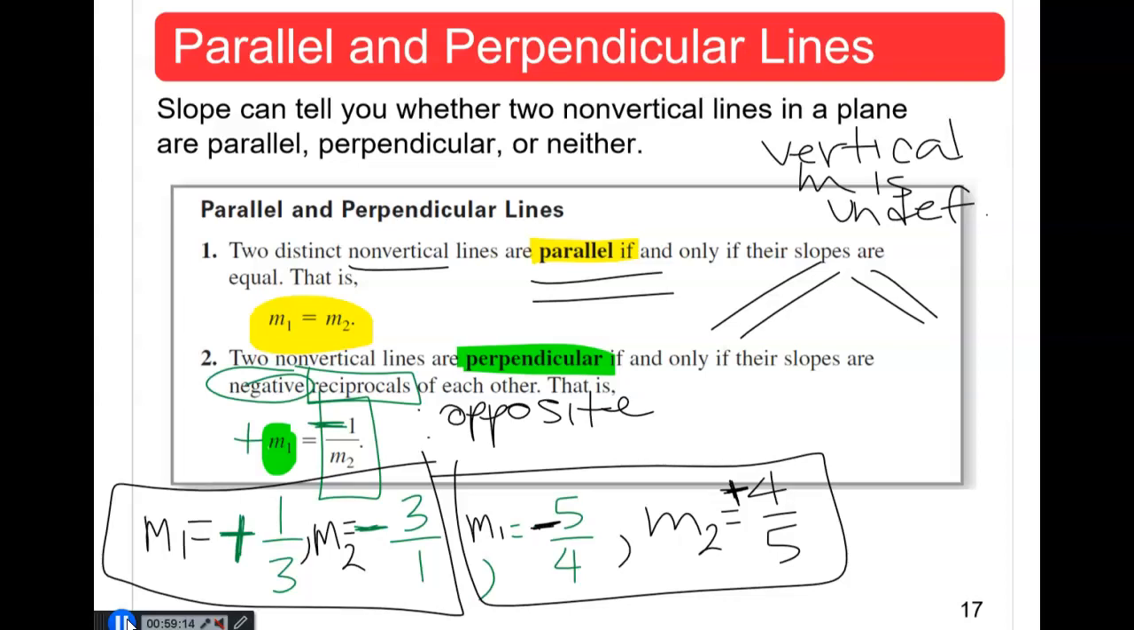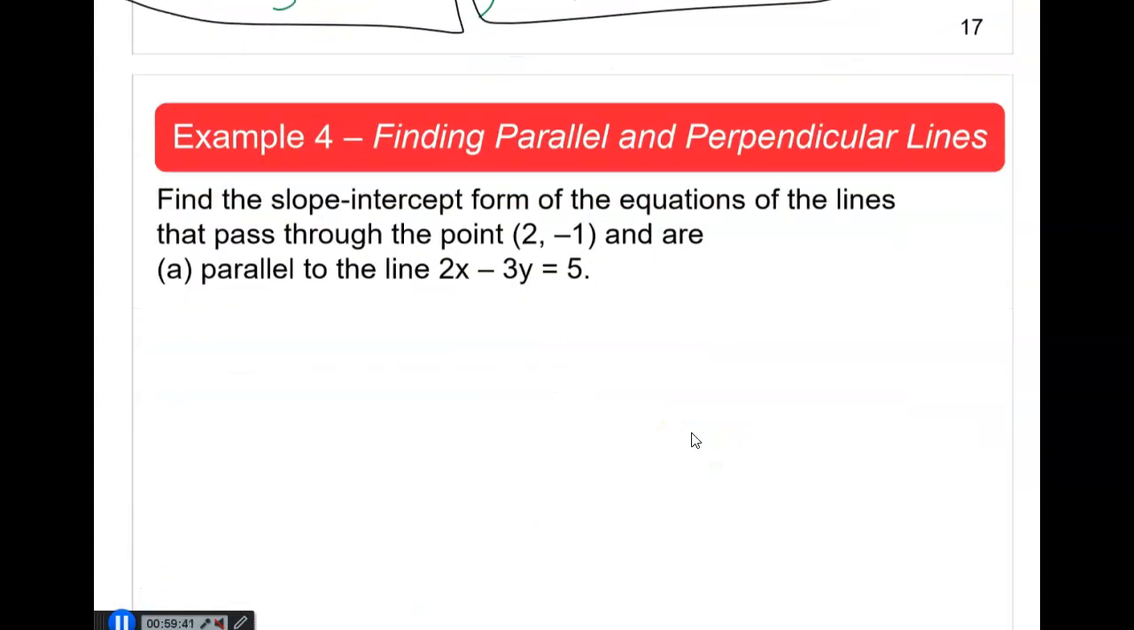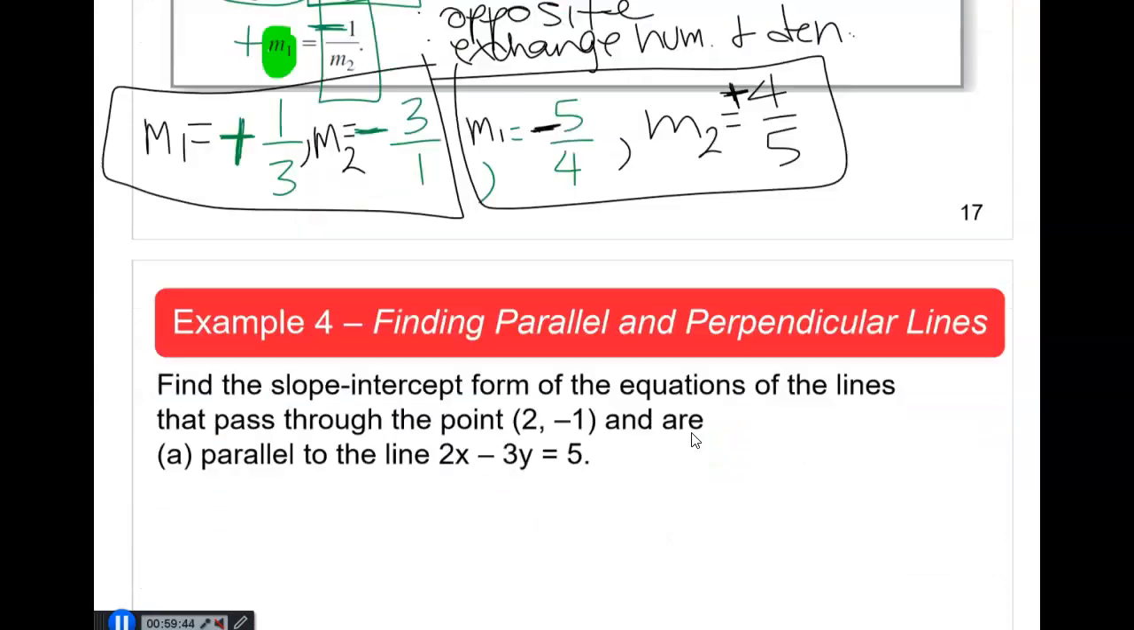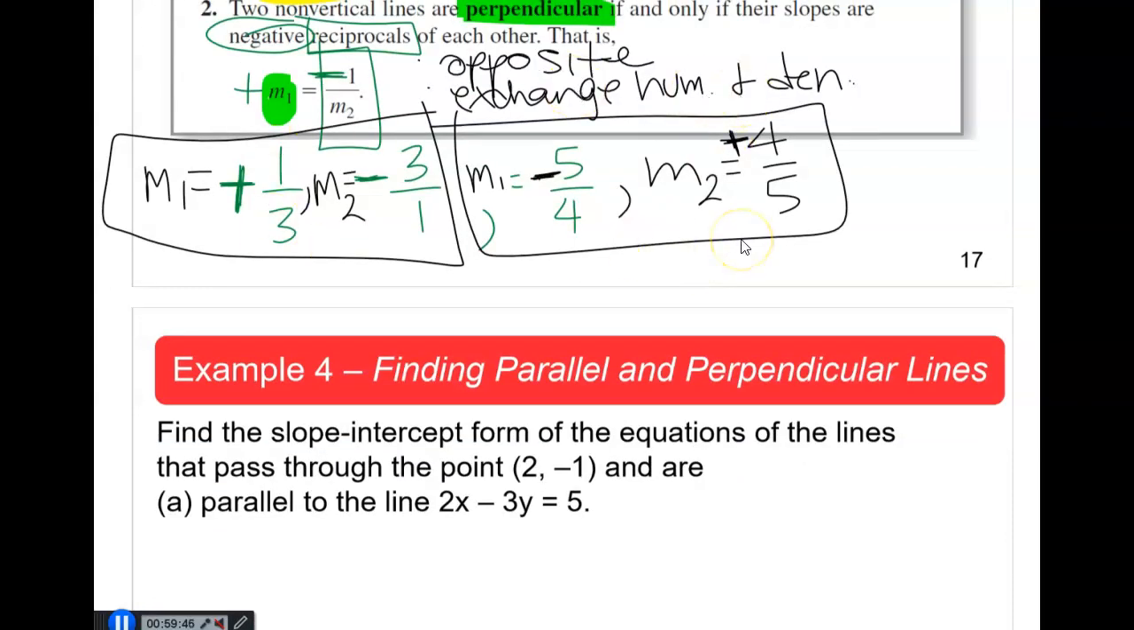And then reciprocal means that you will exchange the numerator and denominator. Or if you want a shortcut, think of the opposite sign and flip the numerator and denominator. Okay, so let's practice some. I gave you some examples. Let me give you one more.